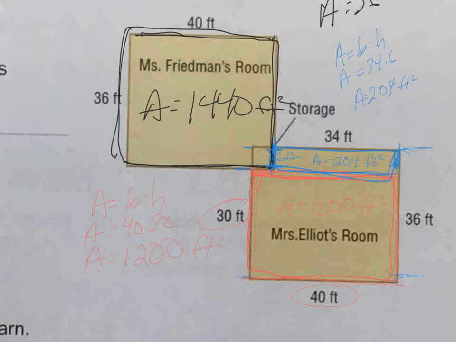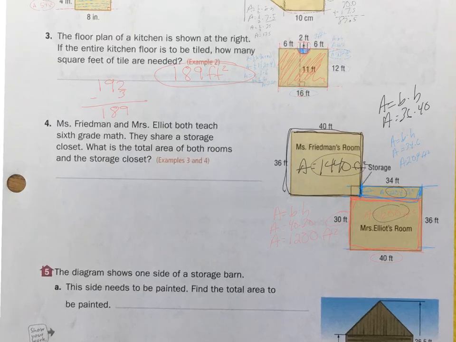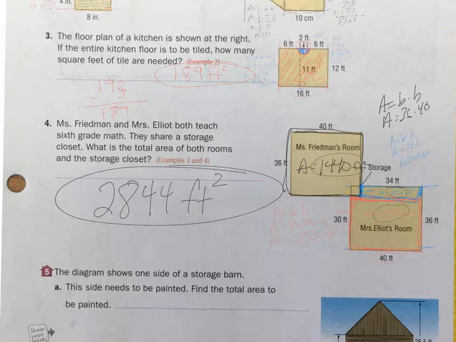Now, I just put it all together. I put this 1440, this 204, and this 1200. And when I do that, I get 1440 plus 204 plus 1200. And it gets me 2,844 feet squared. So the answer is 2,844. It's feet and it's squared. Okay?